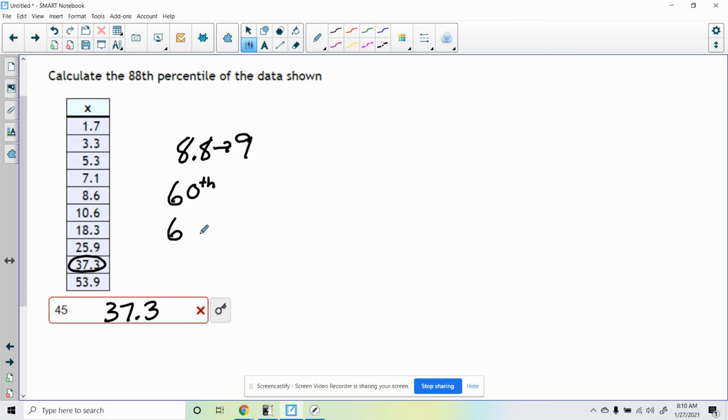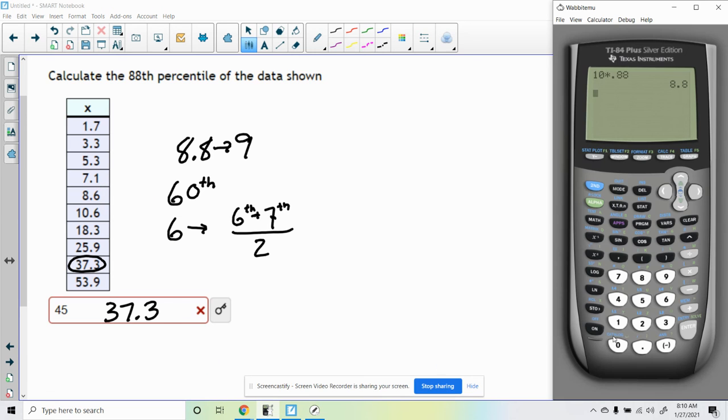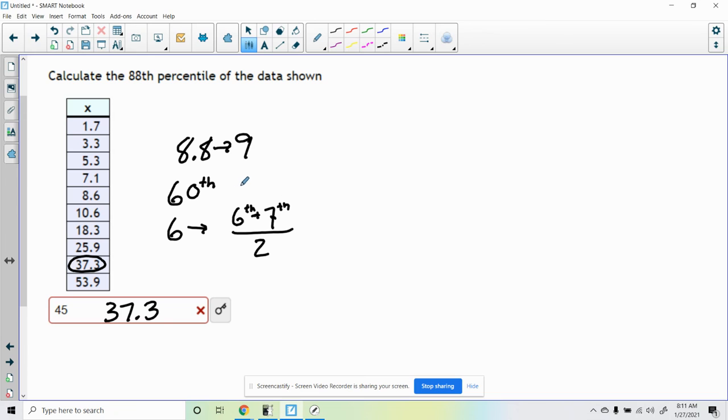When you get a whole number answer like that, you're going to take the average of the 6th and 7th box. So I would do, let's see, 1, 2, 3, 4, 5, 6, and 7. I would do 10.6 plus 18.3, and then divide that by 2. So 60th percentile would be the value 14.45.